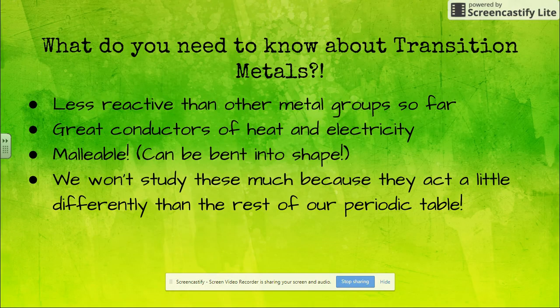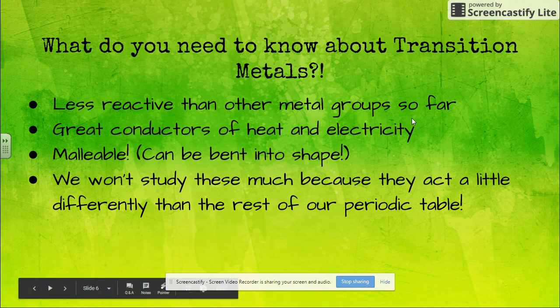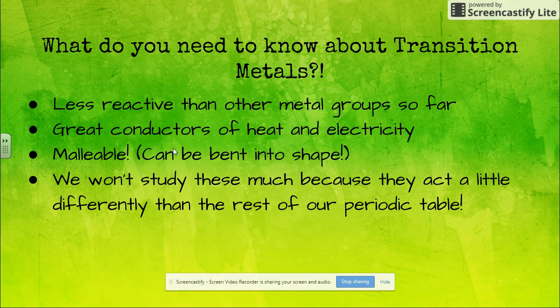So now in your notes, these are the things that you're going to talk about. They're less reactive than other metal groups so far. They're really good conductors of heat and electricity, and they are malleable. In case you don't know what malleable means, it means that they can be bent into different shapes or made into sheets of metals. Kind of cool.